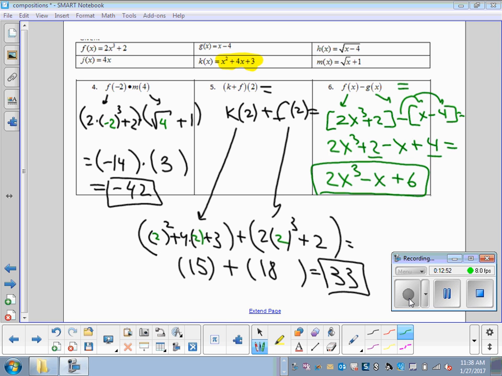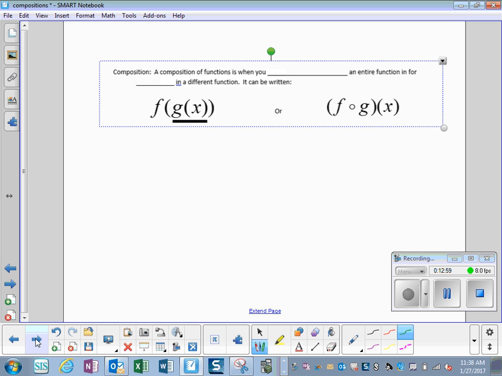Okay, so we did minus, we did plus, we did multiply. So here is something new. We also can have the composition. Composition of function is when you substitute an entire function in for a variable in a different function.